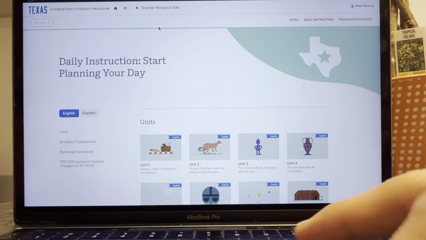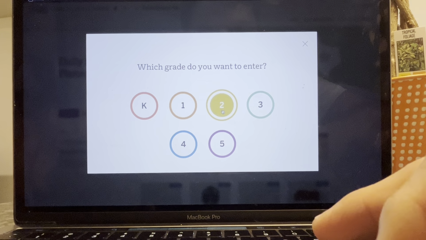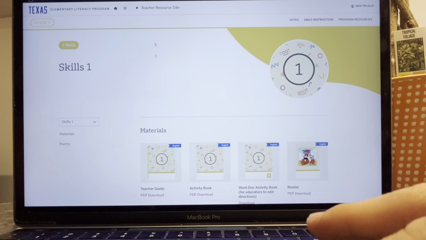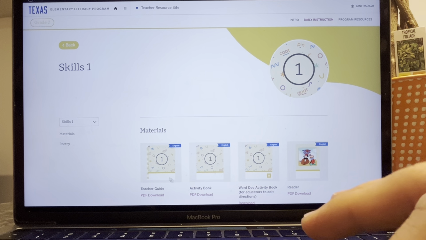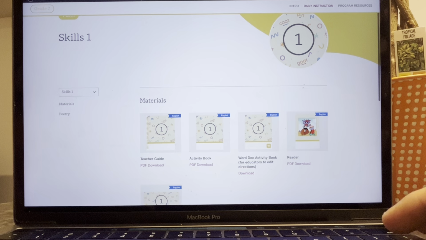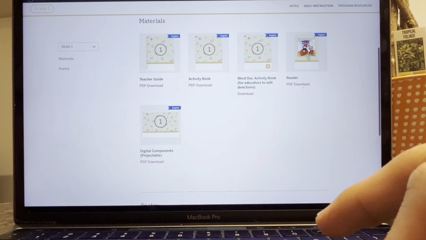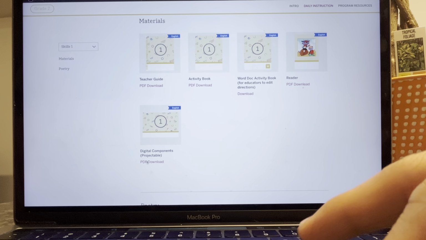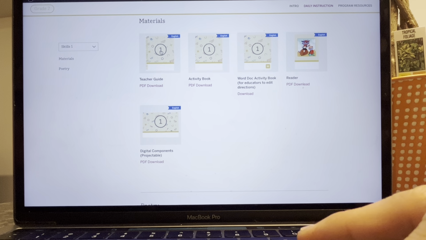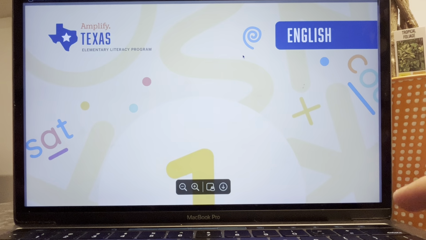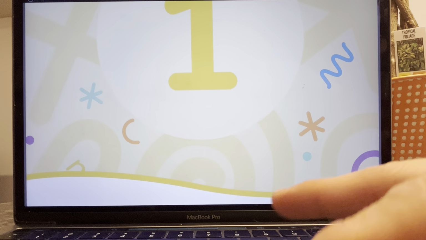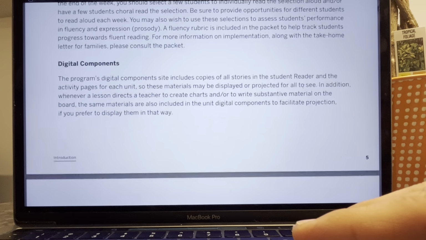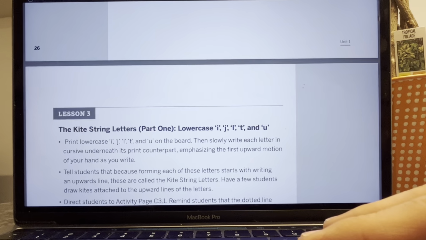So for the daily lesson, I think I was looking at second grade. Sorry. Okay, so we're looking at second grade, and we're going to focus on the skills. Skill number one, we have our teacher's guide. We have the activity book, and then we also have other resources like reading content and workbooks and stuff like that. And then we have different digital components of the lessons. So we look at the overview of the teacher's guide. We're going to look at lesson number 4, so we're going to scroll down to page 60 something. I believe it's page 66.